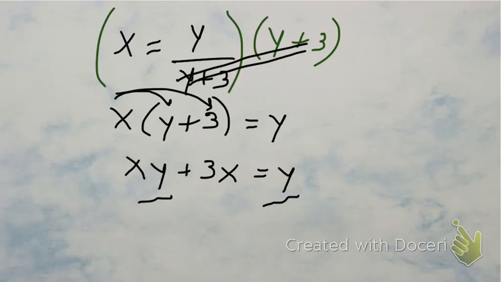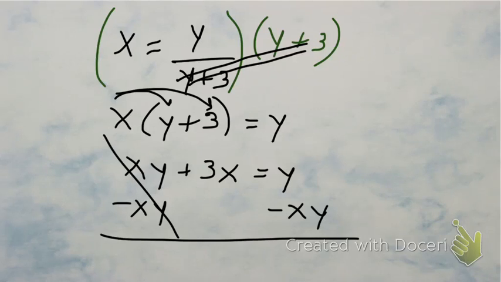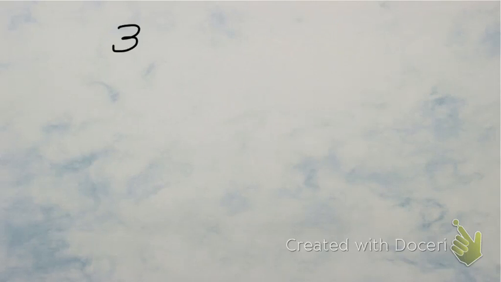Let's get these two y's on the same side of the equal sign. Doesn't matter which way you move them. Let's say I move this xy to the other side. We'll move it with subtraction. We're collecting the y terms. What we have now is 3x equals y minus xy. And we are hunting for just the definition of y.